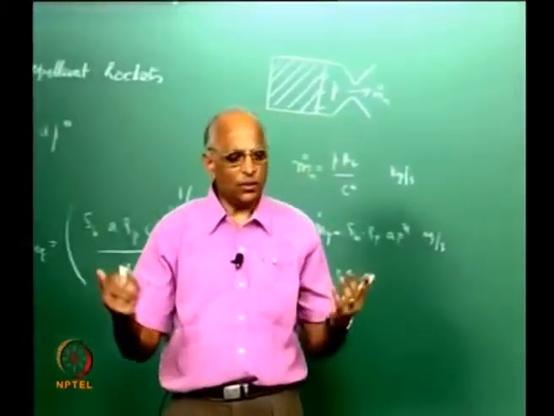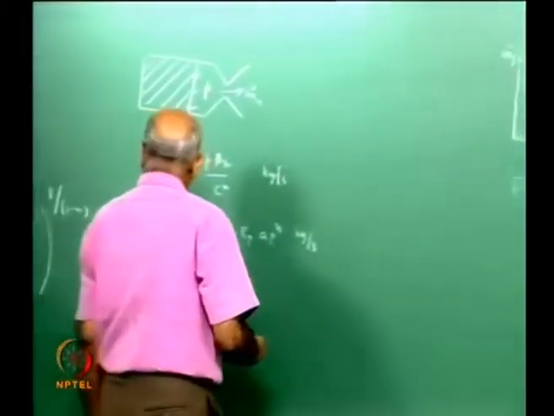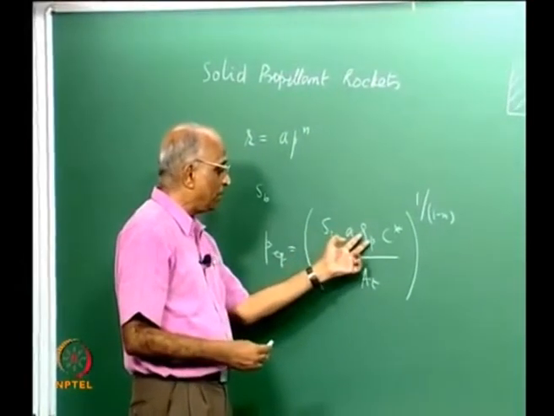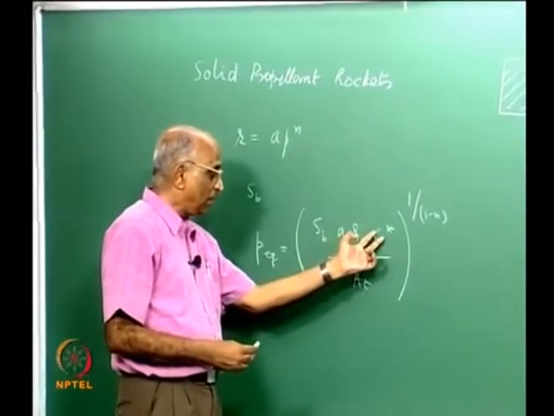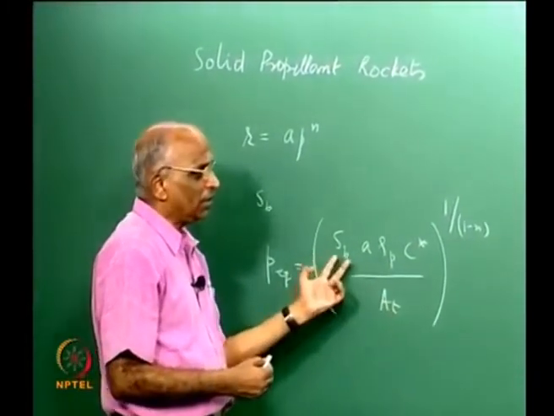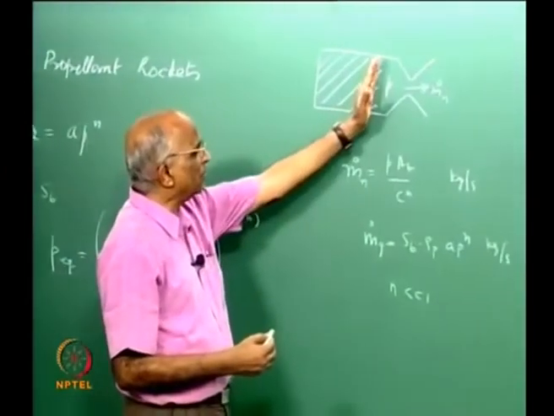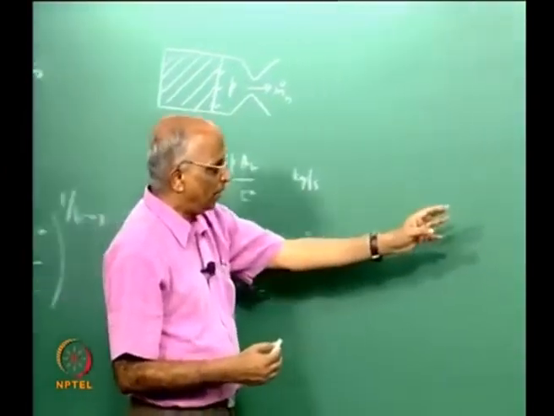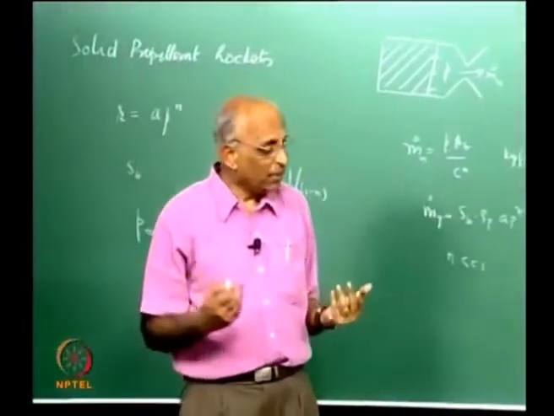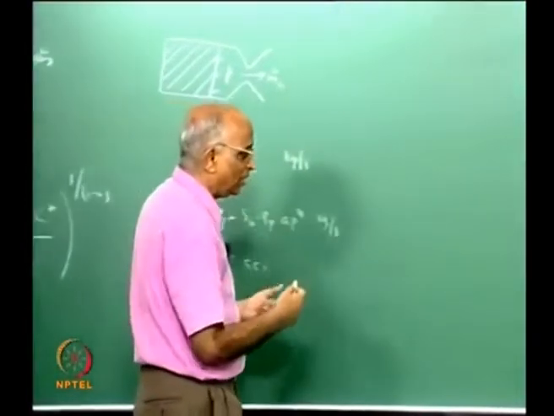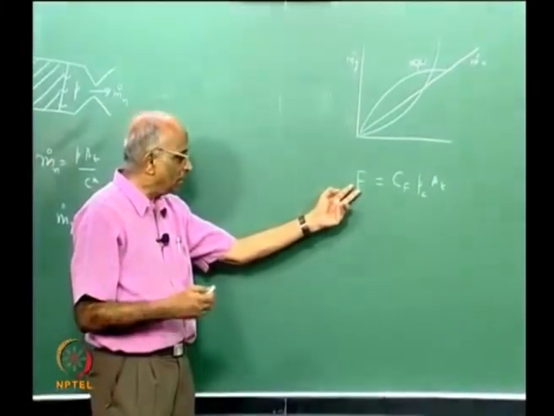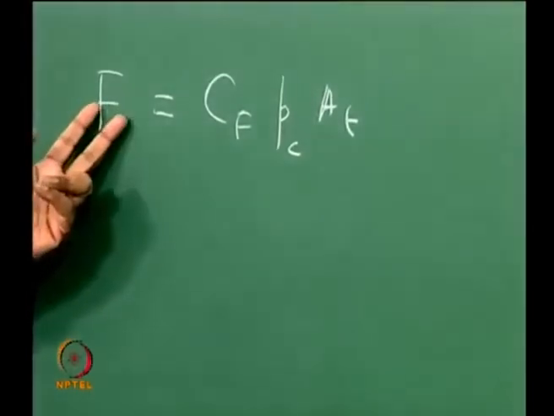Therefore, if I want a rocket to develop a particular thrust, I know that P equilibrium goes as Sb, all this is constant, rho_p is density, C star is for a particular propellant, I can evaluate it, I know the throat area. All I need to do is configure the surface area such that I get a particular thrust, and this is all a solid propellant rocket does. But it is not that easy, as we shall see in the subsequent class. When I go through it, you will find there is something much more to it.